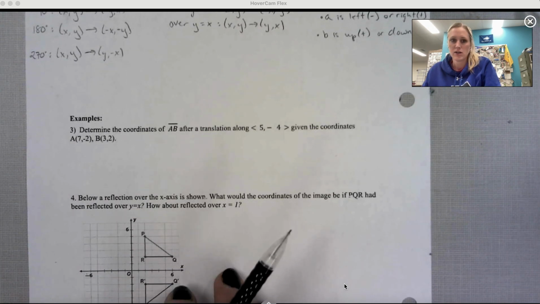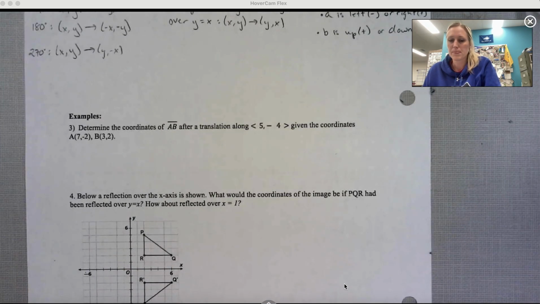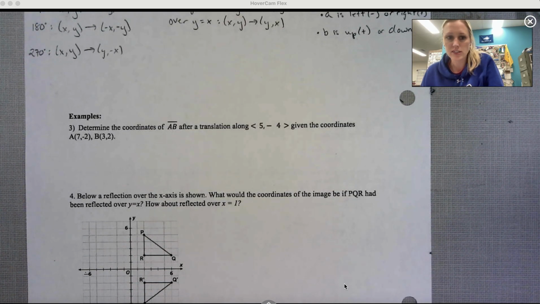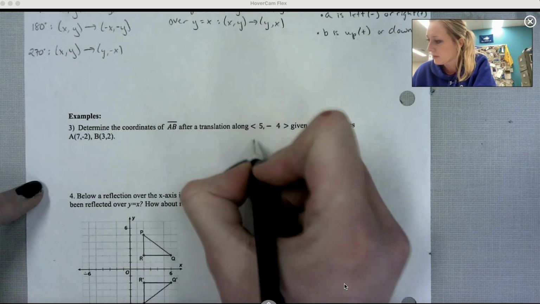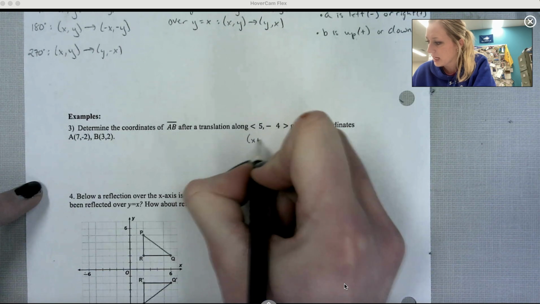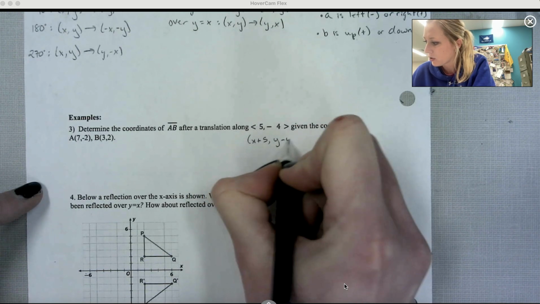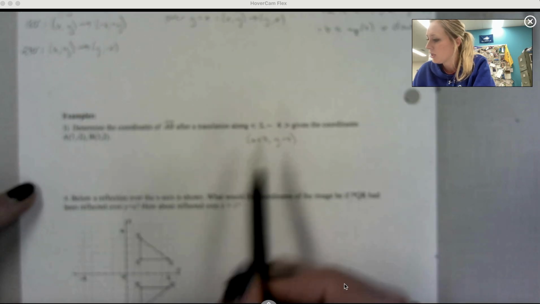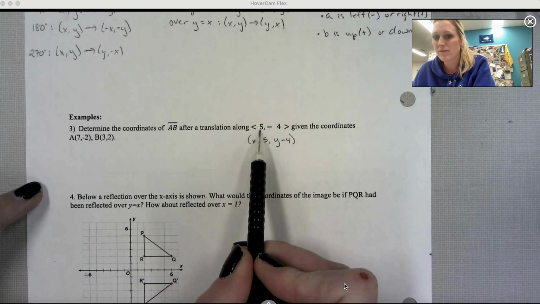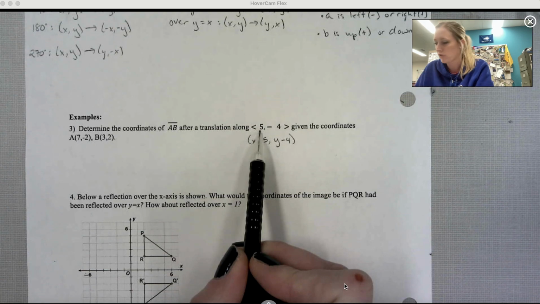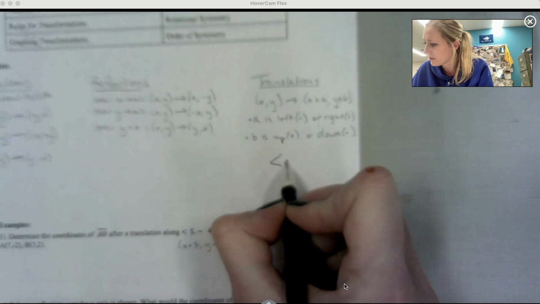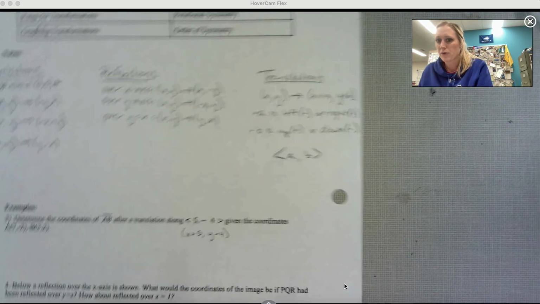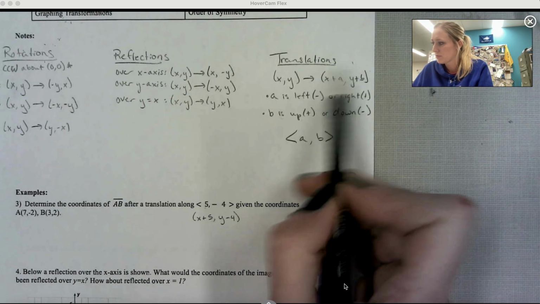First, determine the coordinates of segment AB after translation along the vector <5, -4>, given the coordinates A (7, -2) and B (3, 2). Remember this vector, another way to think about this is one notation. This is the same as this component notation. What this means is I moved right 5, so the first number is an X, it's going to be left or right. Kind of like this note up here. I'm going to put that up here too. So this is vector notation, and this would be component notation.